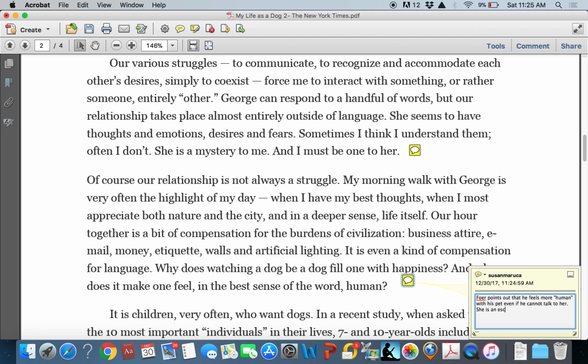She is an escape from the rigors of the workplace and allows him to feel happy, able to appreciate life. Okay.